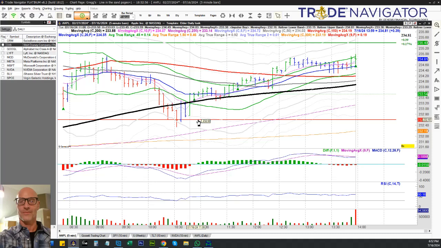The second stop is my end of bar stop. And usually the end of bar stop is, it reverses why I got into the trade in the first place. So why did I get into this trade in the first place?